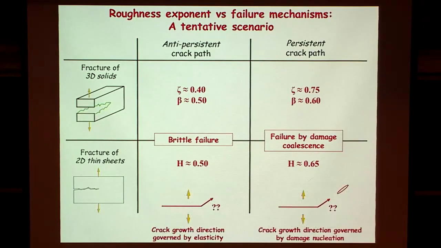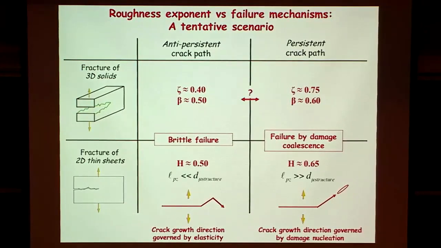So, first, to understand qualitatively the value of this exponent, we can provide a hand-waving argument. If you have a crack propagating straight and then being deviated due to some material heterogeneity, you can ask what will be the next propagation direction of this crack. If you have a crack growth direction governed by elasticity, you expect the crack to go back to the straight direction, while if you have a crack growth direction governed by damage nucleation, you have a crack path attracted by the damage. So you explain why, qualitatively, you have anti-persistent versus persistent crack growth, and an exponent lower or larger than 0.5.